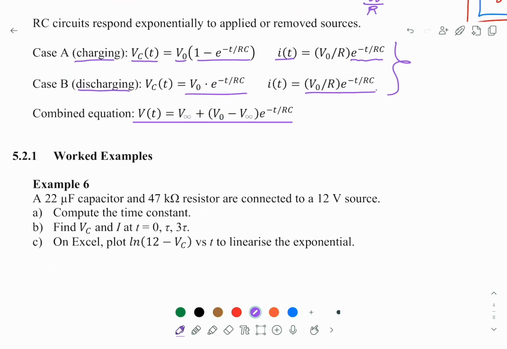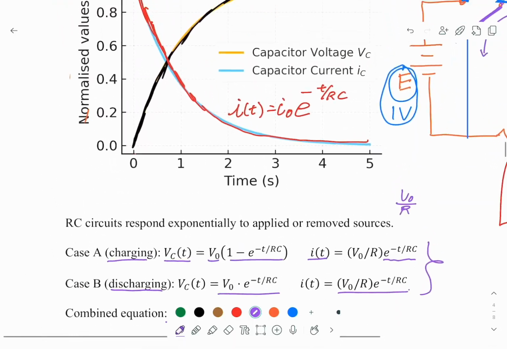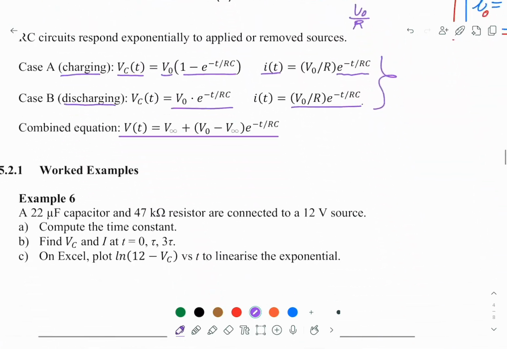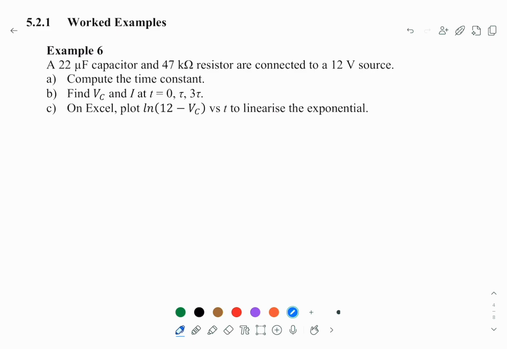Let's look at some examples regarding a capacitor connected to a DC source. Example 6: a 22 mil capacitor and a 47 kilo ohm resistor are connected to a 12 volt source. Compute the time constant. We know the time constant tau is RC, where R is 47K and C is 22 mil.